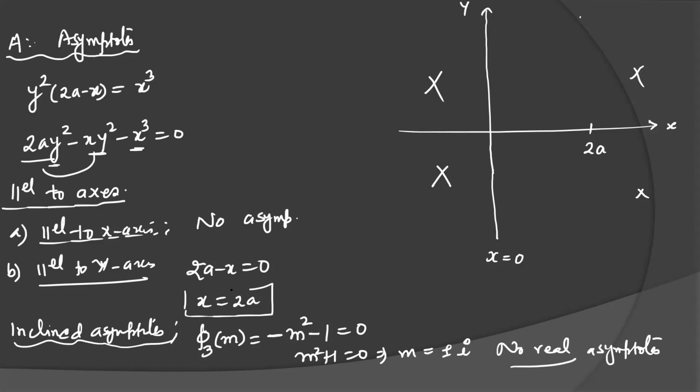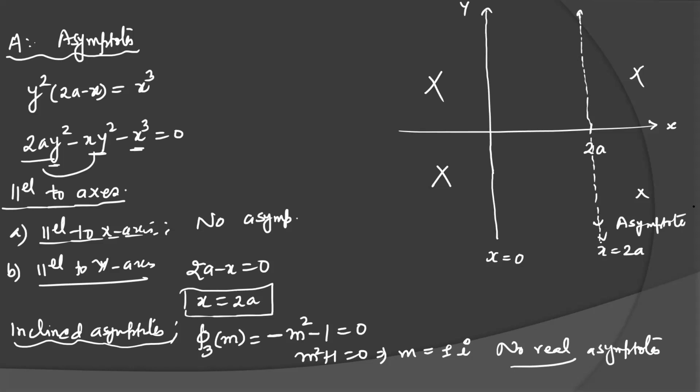But in this case, we are getting only one asymptote, that is x equal to 2a. So the line x equal to 2a is your asymptote. It means it cannot be touched by the curve. It will touch only at infinity. But the curve will try to reduce the distance to the line x equal to 2a, because this is your asymptote.